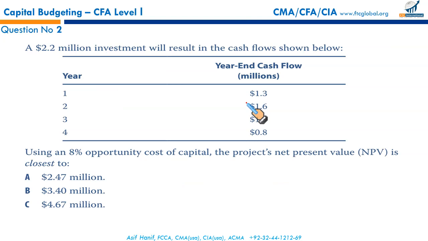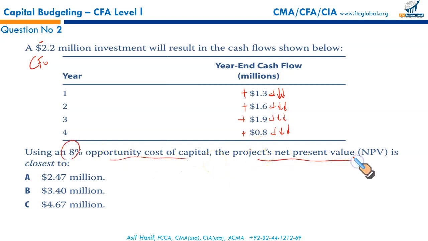Next. A 2.2 million investment will result in the cash flows shown below. This is your initial investment, cash flow at year 0. It's negative 2.2 million. Then cash flow in year 1 is 1.3 million. 1.6 million at the end of year 2, 1.9 million at the end of year 3, and finally 0.8 million at the end of year 4. What are we required to calculate? Using 8% opportunity cost of capital, the project's net present value is to be calculated.